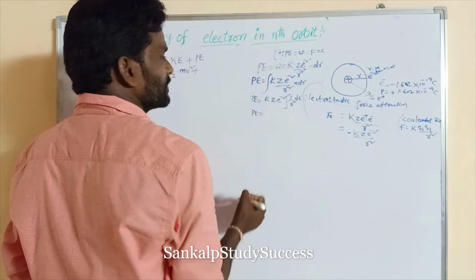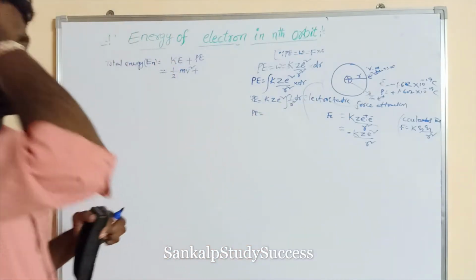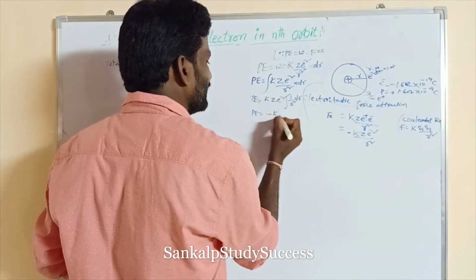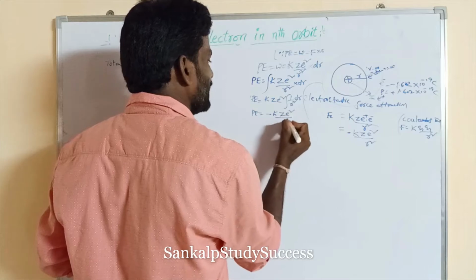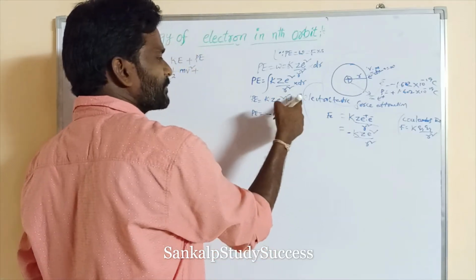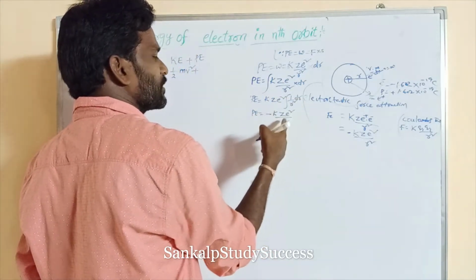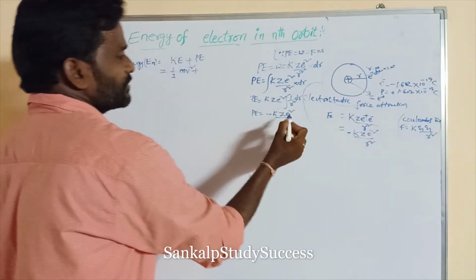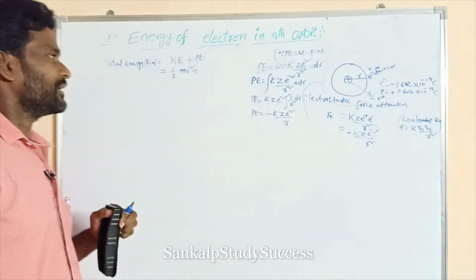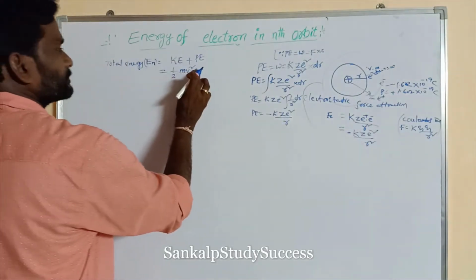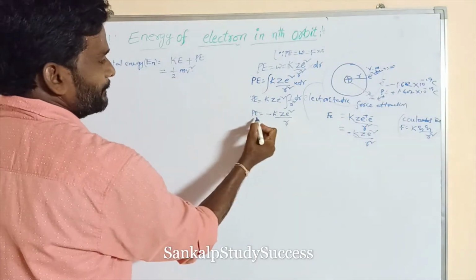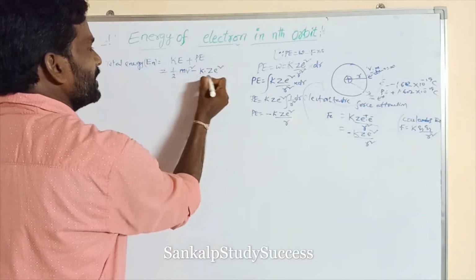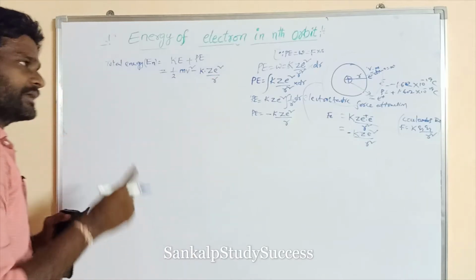Therefore potential is equal to the integration of 1 by r square dr, which is equal to minus 1 by r. So finally we can write K into Z e square by r. So the potential energy PE is equal to minus K Z e square by r, right?